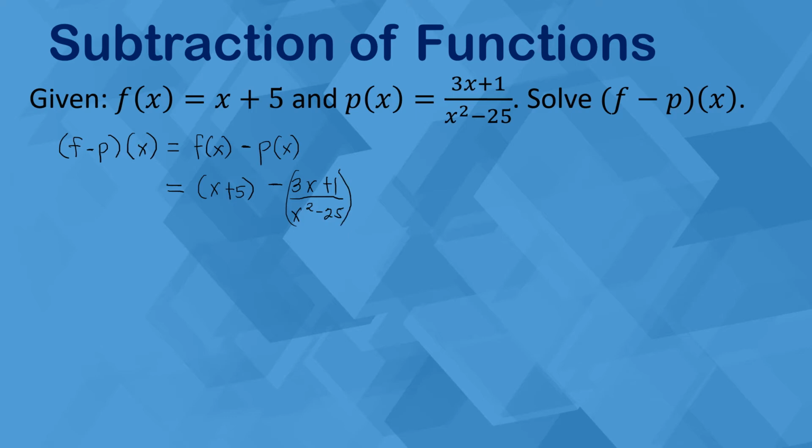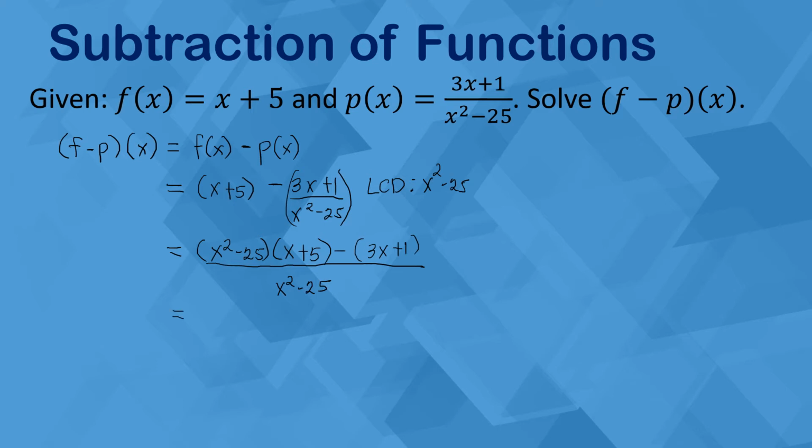Okay, so we get the LCD, which is x squared minus 25. LCD divided by 1, which is the denominator of x plus 5, is x squared minus 25, times the numerator x plus 5, minus the LCD divided by the denominator x squared minus 25, which is 1, times the numerator 3x plus 1, over the LCD x squared minus 25.